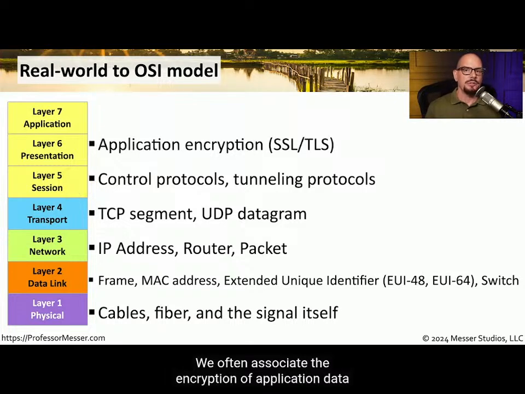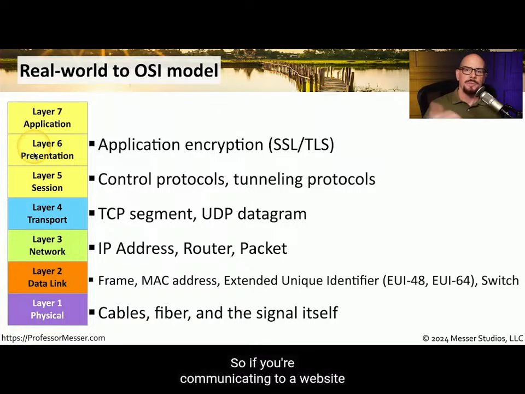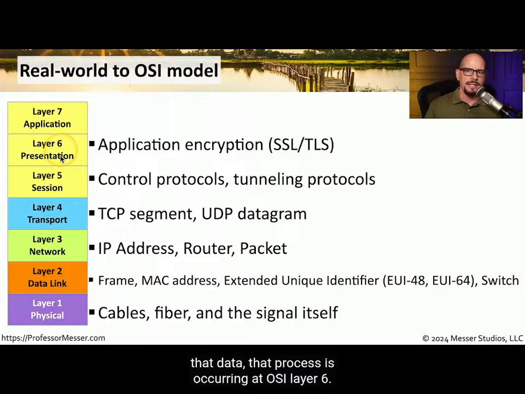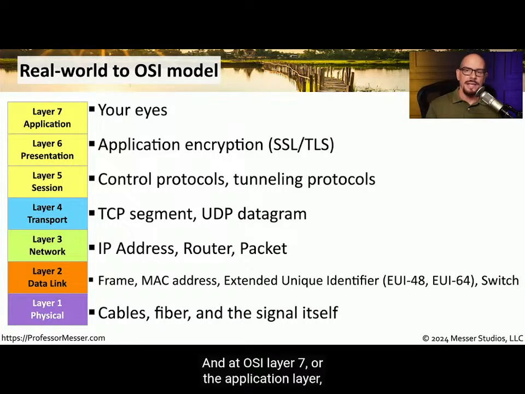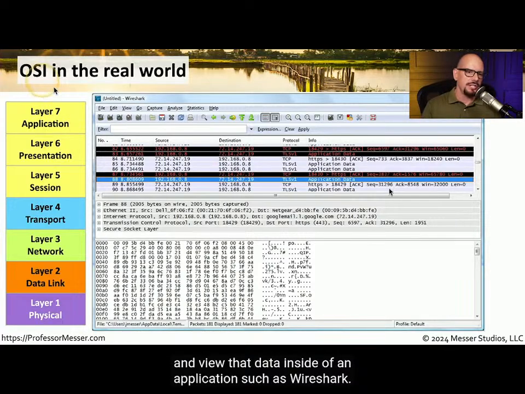We often associate the encryption of application data with OSI Layer 6, or the presentation layer. So if you're communicating to a website and you're using SSL or TLS to be able to encrypt and decrypt that data, that process is occurring at OSI Layer 6. And at OSI Layer 7, or the application layer, is where you are interacting with the application itself. Anything that you're seeing on the screen, the application itself, or any messages from the application are often referred to as Layer 7 information. If you wanted to drill down a little bit further into the OSI model, you might want to capture some data on your network and view that data inside of an application such as Wireshark.